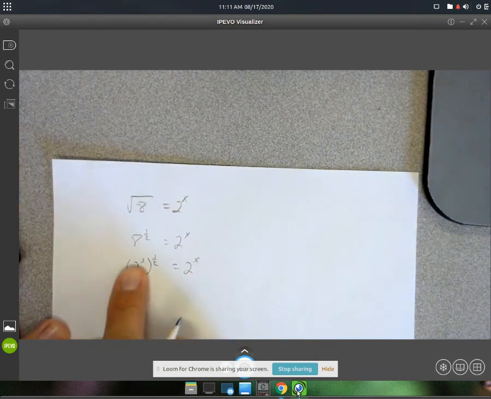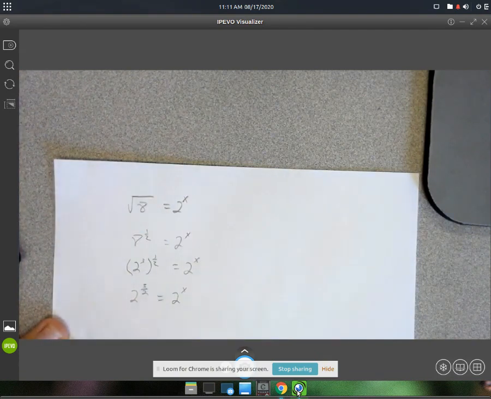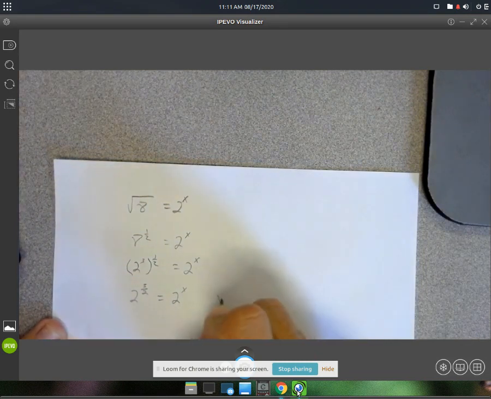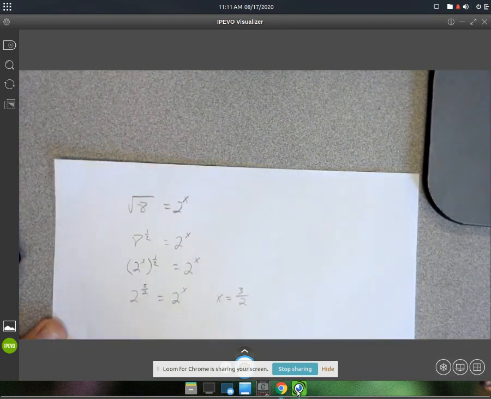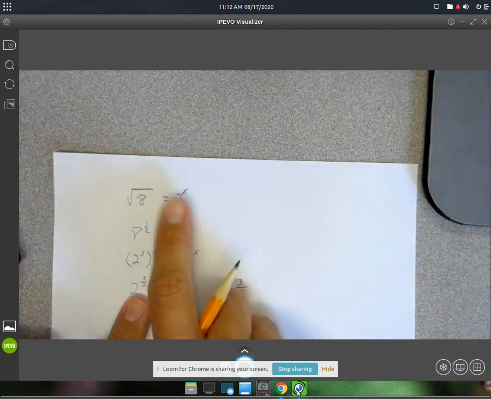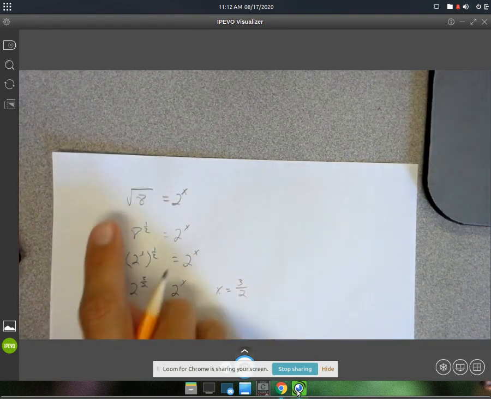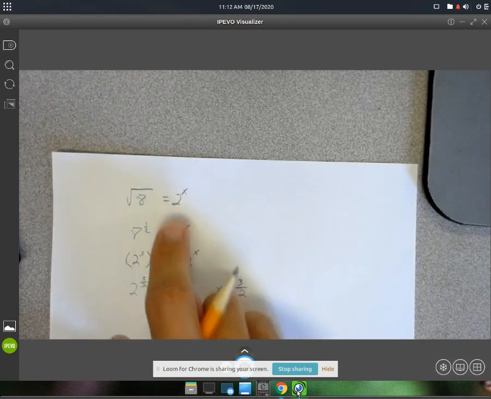Now, when you have a power to another power, you can actually just multiply those two exponents. So that'll be 3 times 1/2. So we'll have 2 to the 3/2 is equal to 2 to the x, which is, this is pretty clear that x is going to be equal to 3 over 2. All right? x is equal to 3 over 2. Now, this is kind of a funny looking equation. We haven't dealt much with exponentials, but sometimes you can use this trick to rewrite the left side so that it has the same base as the right side.